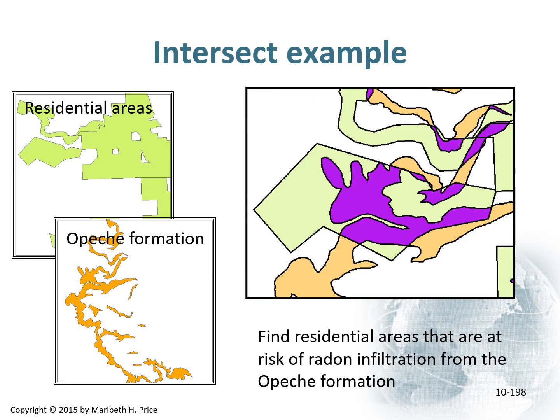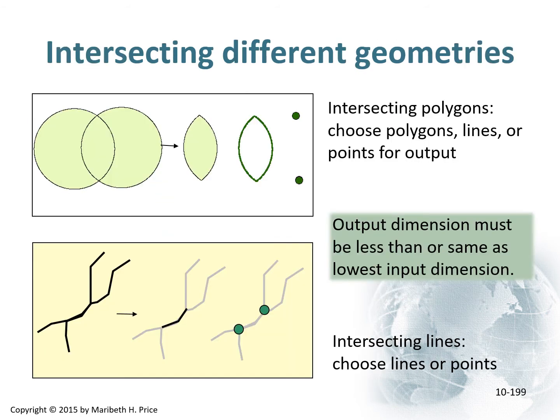More examples. What happens when you intersect different geometry types? Well, you can get all kinds of crazy stuff. When you intersect polygons, you can get a polygon. You can also get a line, because you just want the line of where the two polygons are, or the points where the two polygons intersect one another. And so you can select different geometries from your intersect.